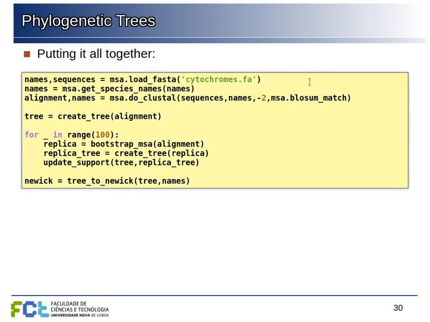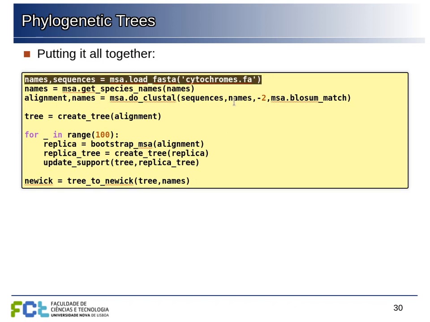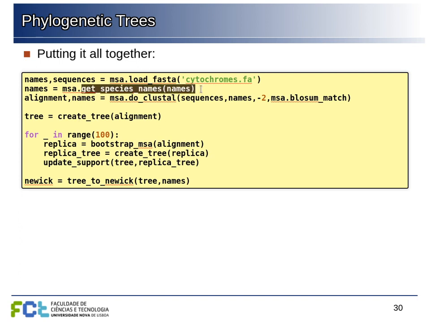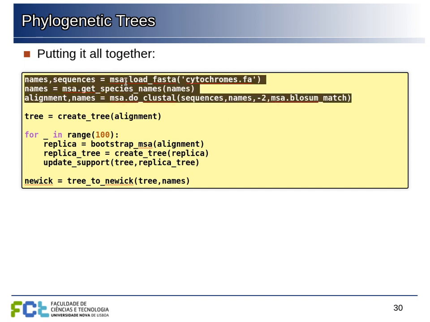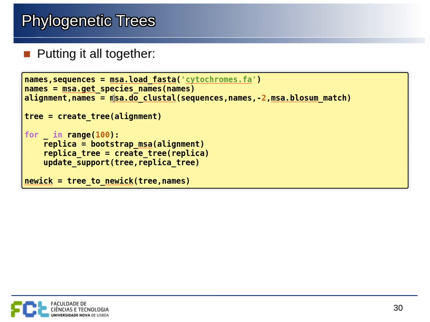So now we're going to put everything together. We're going to load the cytochrome sequences. Remember that this load fasta is a function we created last week, so it's in the multiple sequence alignment module. We're going to get the species names from the information on these sequences. So this is also on the module from last week, and we're going to compute the alignment. And this is the same as we did last week. So this is basically what we did last week. We're just using the functions on the multiple sequence alignment module.